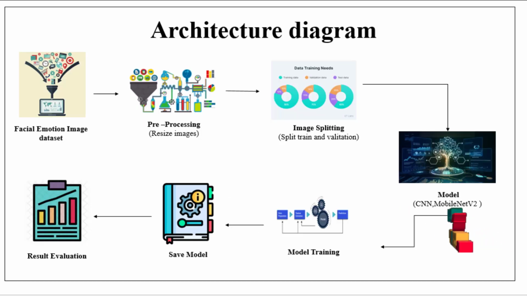This is our workflow diagram. First, we collect the dataset from Kaggle and carry out the pre-processing step, resizing the images, and then the image split into train and validation, and then model selection. I used a convolutional neural network model and a MobileNetV2 model, and then model training. Both models are trained and then saved. Both models are saved and finally prediction.